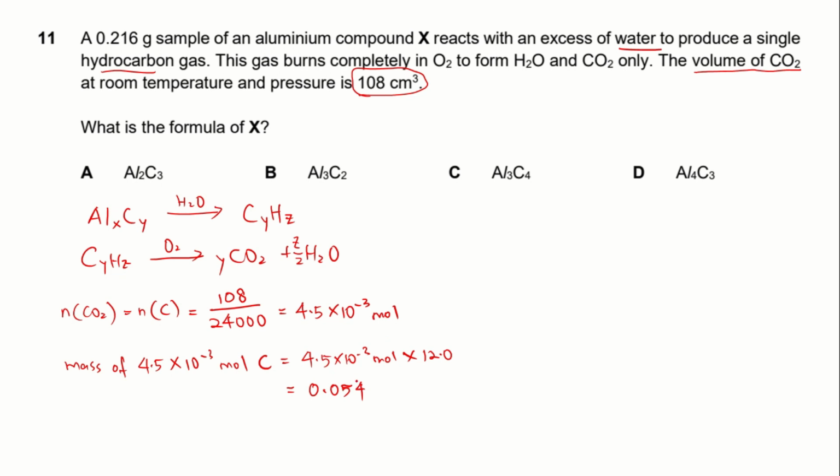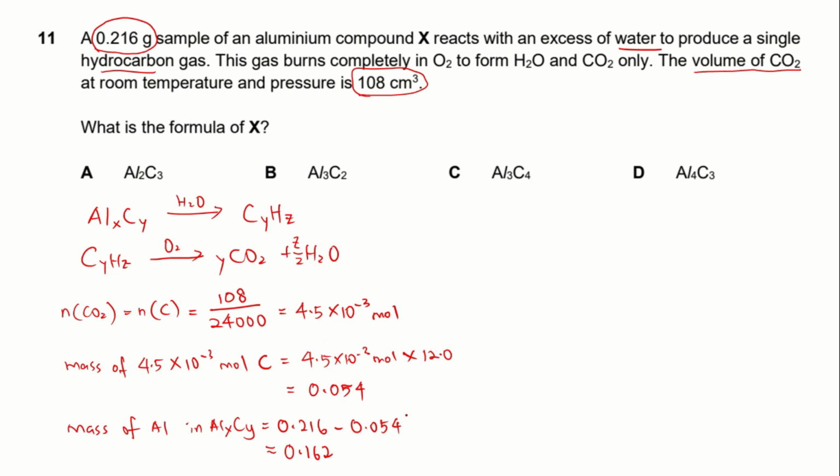So why did I find the mass of carbon? Because we are also given the total mass of the sample. 0.216 gram will be the mass of aluminium with the mass of carbon. To find the mass of aluminium in the sample, we use the total mass minus the mass of carbon. So the mass of aluminium in the sample will be 0.162 gram.